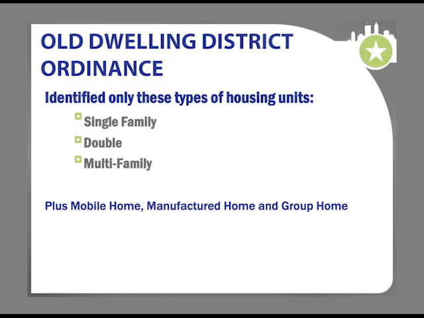In the new ordinance, we have an expanded listing of housing units. We have single family detached, single family attached, two-family dwelling, triplex, fourplex, live-work unit, a secondary dwelling unit, and multifamily, plus the mobile home, manufactured home, and group home.